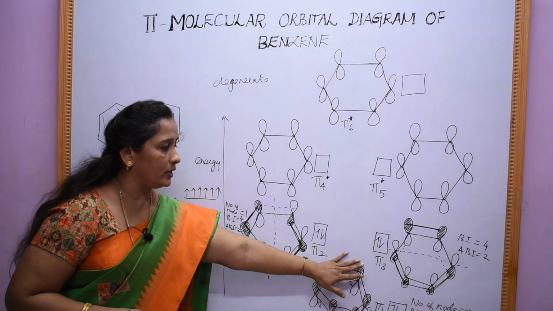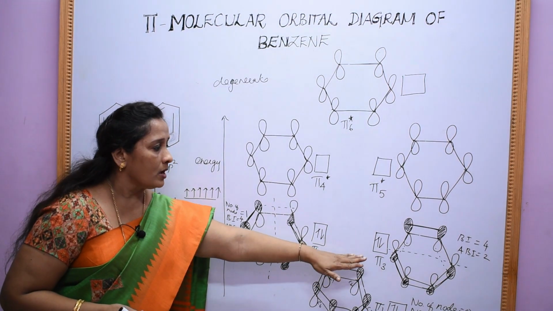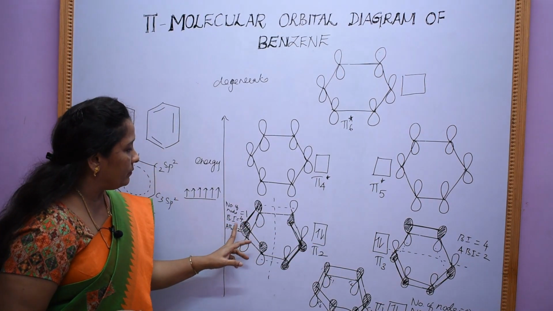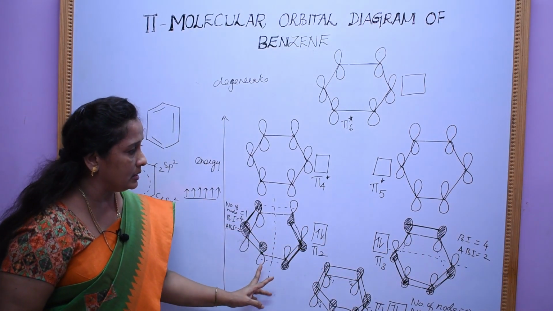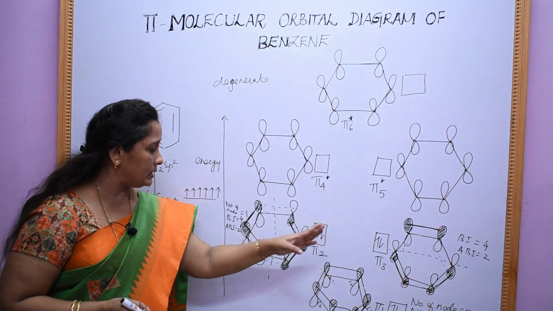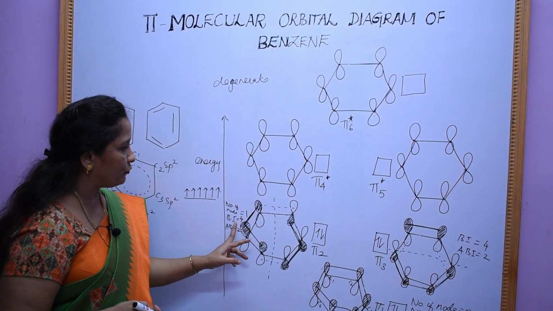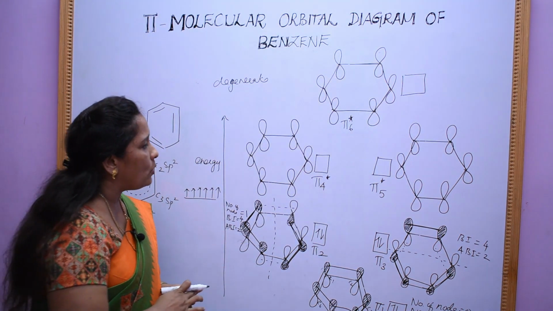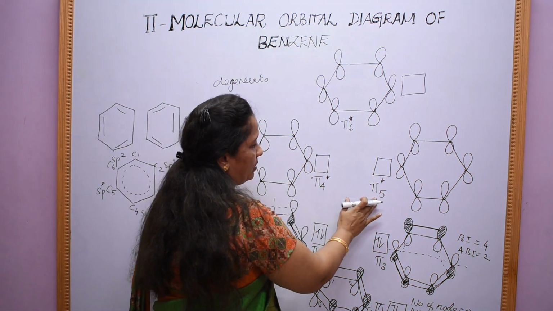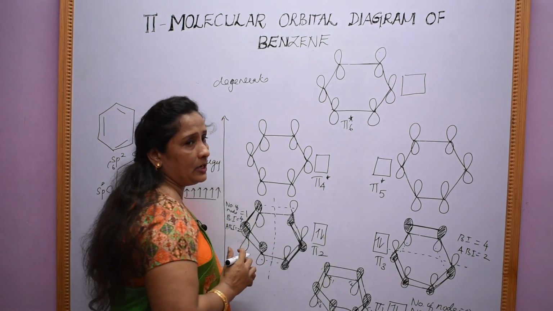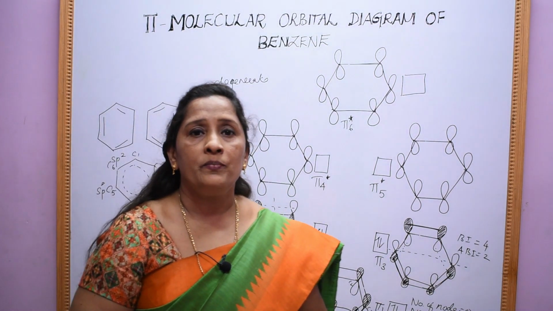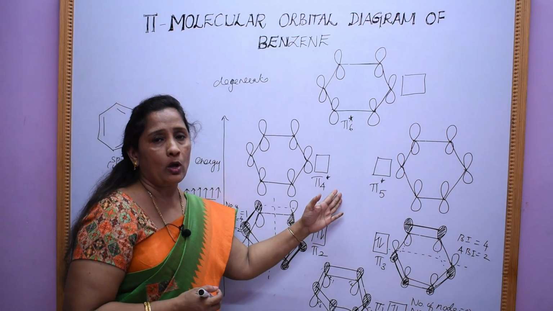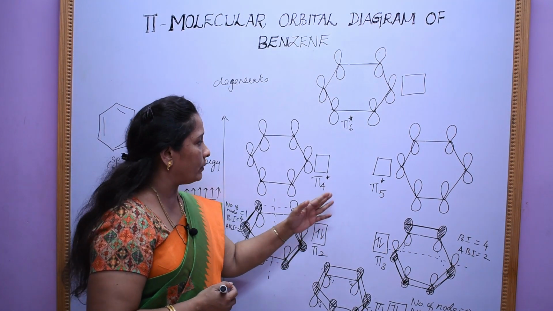So pi 2 and pi 3 are the next highest occupied molecular orbitals, and we have 1 node in both the cases. They are the degenerate orbitals, and bonding interaction is equal to 4 and anti-bonding interaction is equal to 2 in this case. Now coming to pi star 4 and pi star 5, these are also degenerate orbitals, and these are the unoccupied molecular orbitals, or we call them the anti-bonding molecular orbitals.